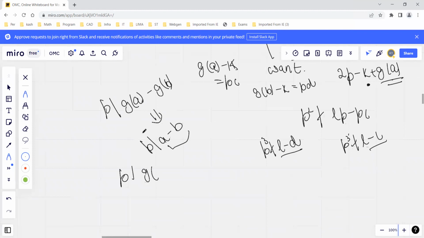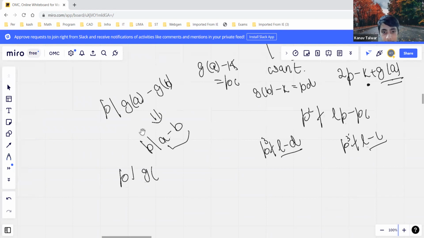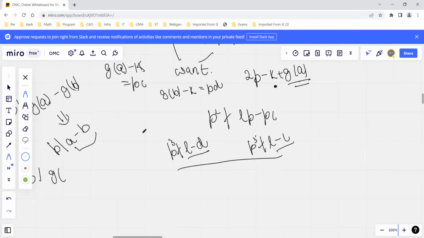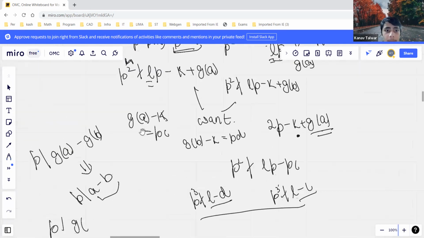Just at last, what we have done? Yeah, I'll just repeat. This part, right? We can choose a good L. Here, what you have done after taking G of A minus K equals P C, what we have done next? Yes, I'll explain.